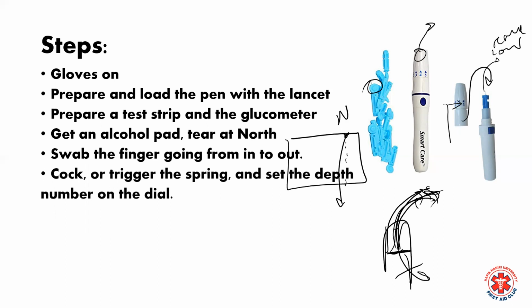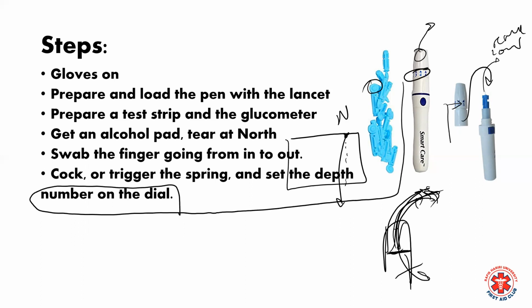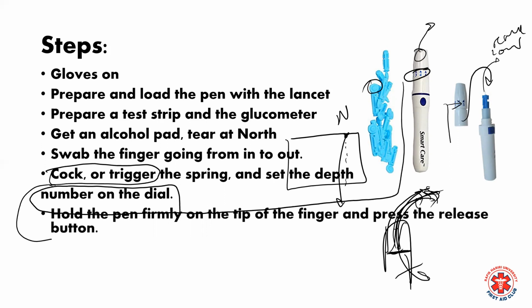I'm going to cock or trigger the spring and set the depth number on the dial. These are the depth numbers. To cock the pen, it's either a click on the back or some other mechanism, depending on the pen and the instruction manual. To trigger the spring, I'm going to hold the pen firmly on the tip of the finger and press and release the button.